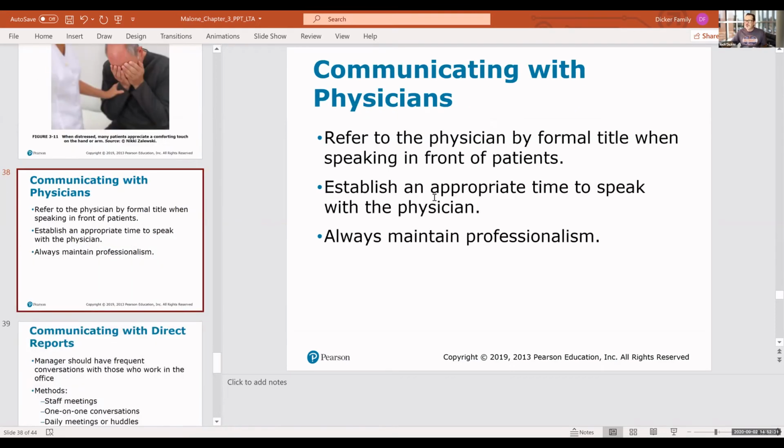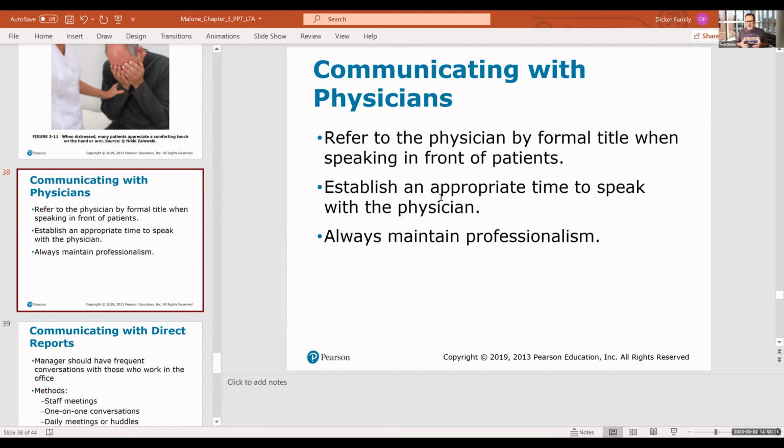Communicating with physicians. Refer to the physician by formal title unless they've instructed you otherwise. This is something I had to get used to when I first got into this profession 20 plus years ago. I always addressed doctors as Dr. So-and-so, Dr. Smith, Dr. Sullivan, Dr. Thomas, whatever the case was. What I found was, in a very short period of time, most doctors today are pretty easygoing: just call me by my first name, or call me doctor in front of the patient, but when it's just me and you, just call me by my first name.